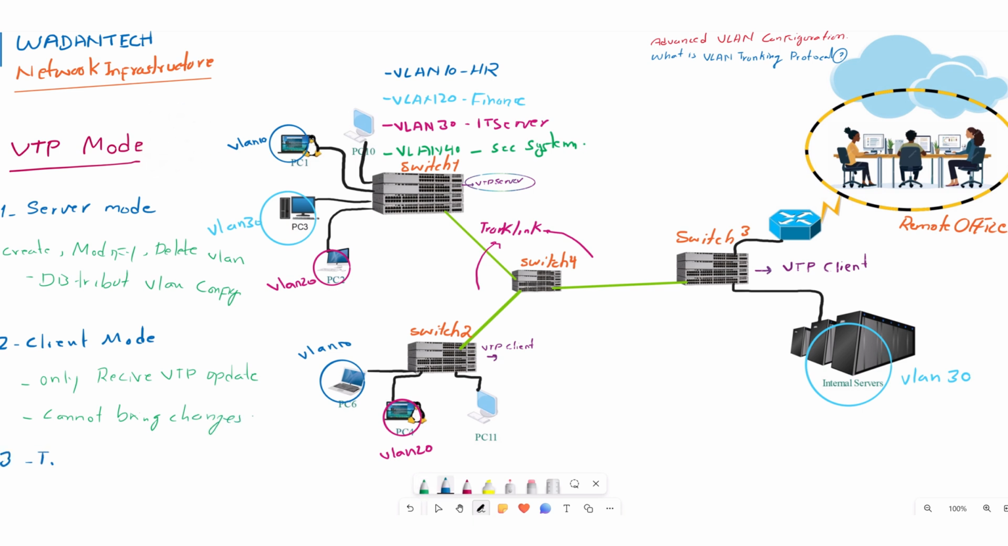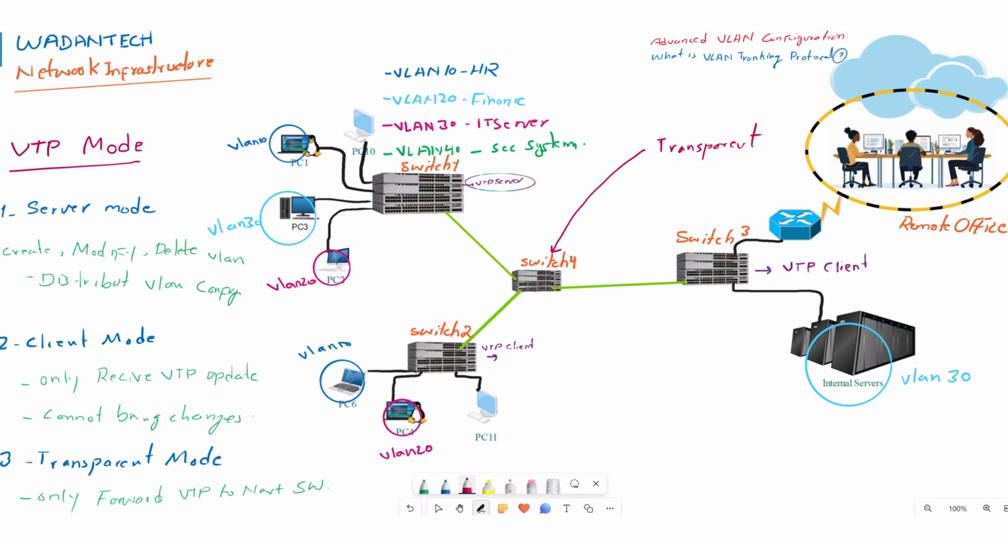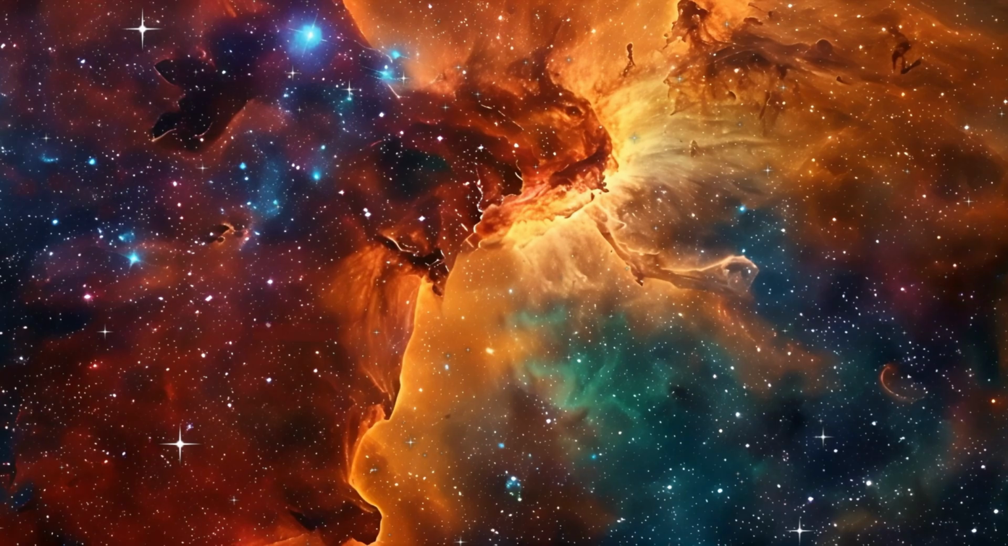The third mode is transparent mode. Transparent mode is only a switch responsible for transferring a server configuration to other clients. The switch that is in transparent mode will not be included in any VTP configuration. It's just acting like a bridge and only transferring server configuration to other connected switches.